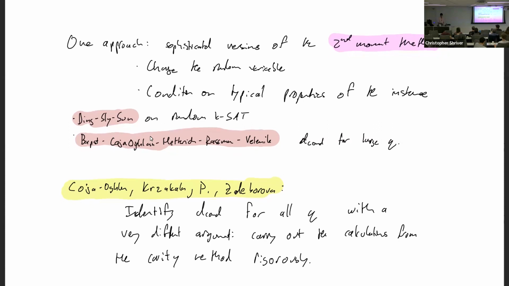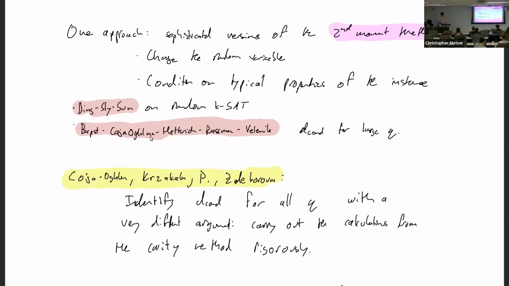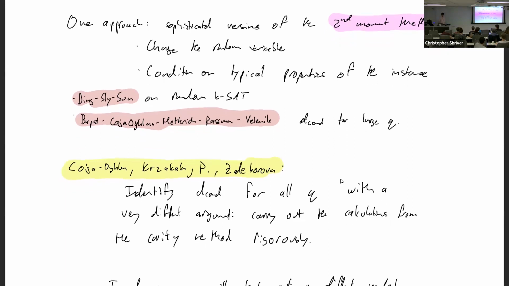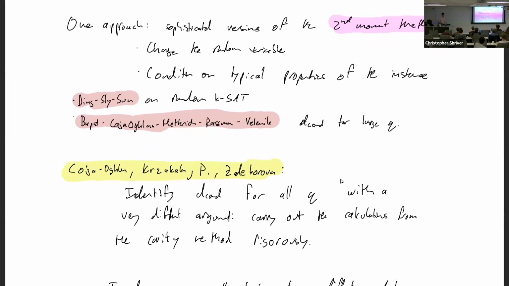But I want to talk about a different approach, which gives you a little bit more intuition for the cavity method. This is a paper from a few years ago with Coja-Oghlan, Krzakala, and Zdeborová. What we're going to do is identify the condensation threshold for all q, not just large q, by carrying out calculations from the cavity method rigorously. Okay, and that's the idea.